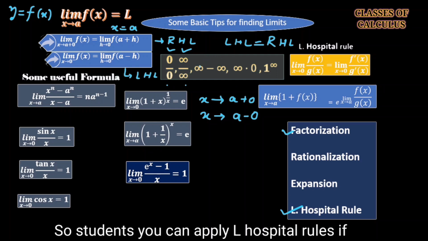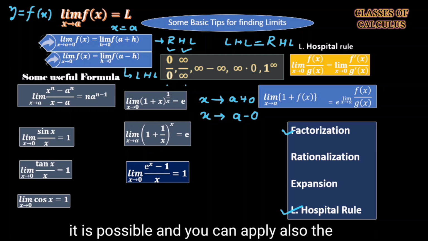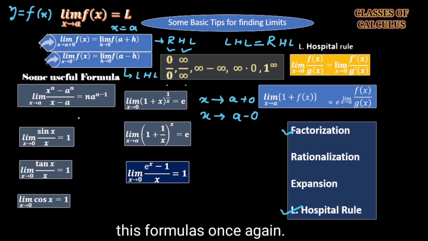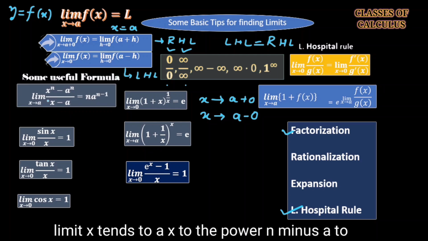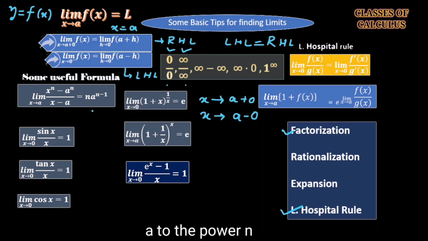So students, you can apply L'Hospital rule if it is possible, and you can also apply the formulas which are discussed here. I can repeat these formulas once again. Limit x tends to a, (x to the power n minus a to the power n) by (x minus a), equal to n into a to the power n minus 1.